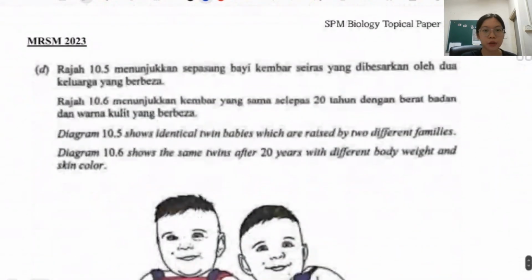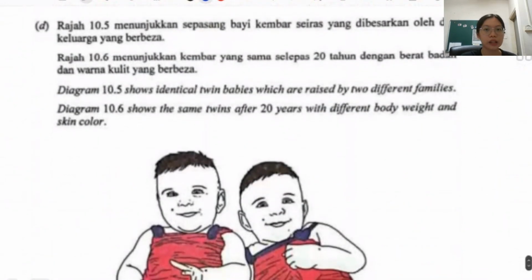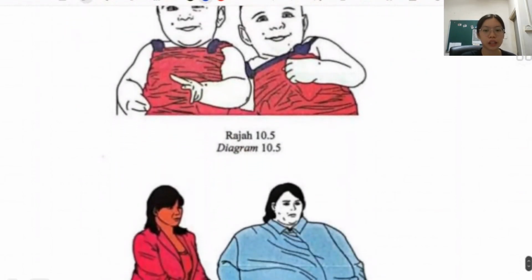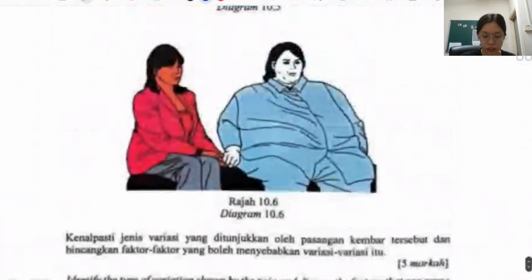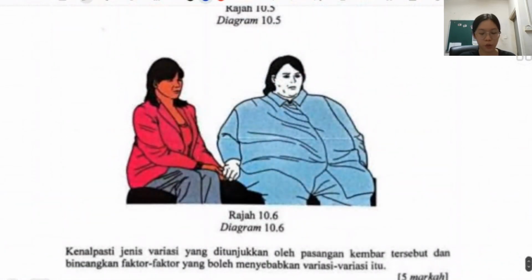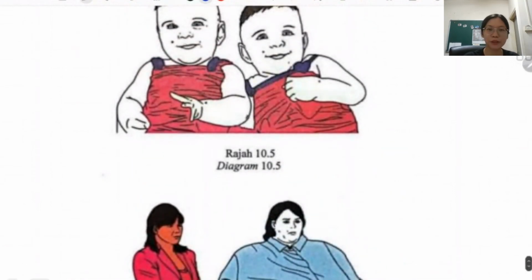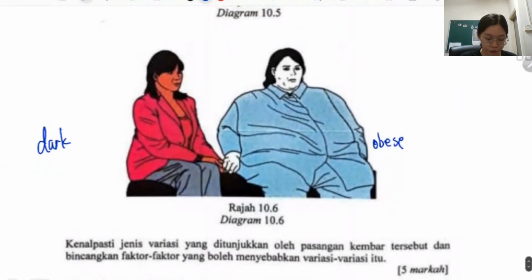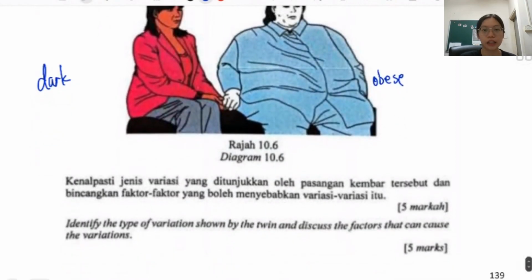And followed by this, the question is about an identical twin. Also quite similar to just now. But now let's take a look at them 20 years later. Wow. One of them becomes very obese. And if you focus, initially both of them are super fair, and one of them ends up having slightly darker skin. So you can identify the types of variations shown by the twins and discuss the factors.